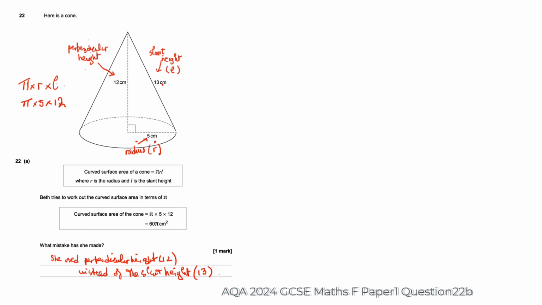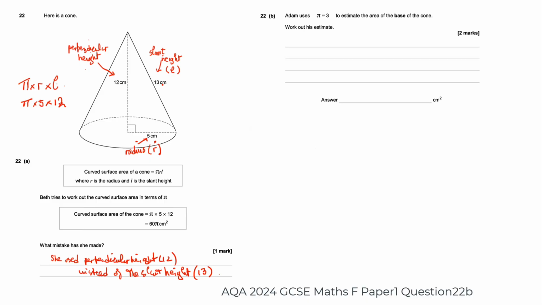Let's have a look at part B. Adam uses pi equals 3 to estimate the area of the base of the cone. And we have to work out his estimate. Now, remember I said the base of this cone is a circle. And the formula for the area of a circle is given by pi r squared. That just means pi times r times r. That is the area of a circle formula.